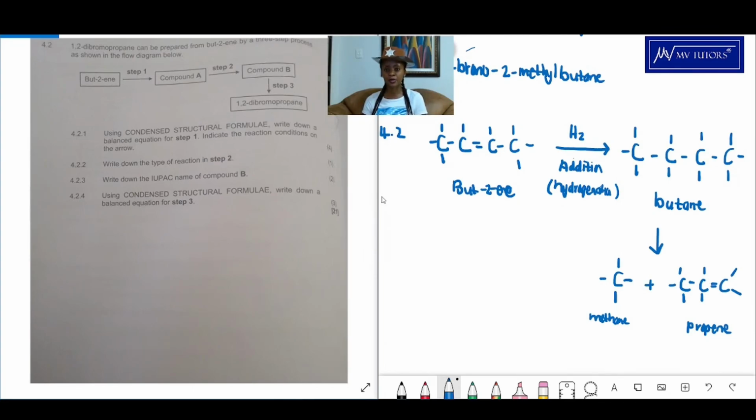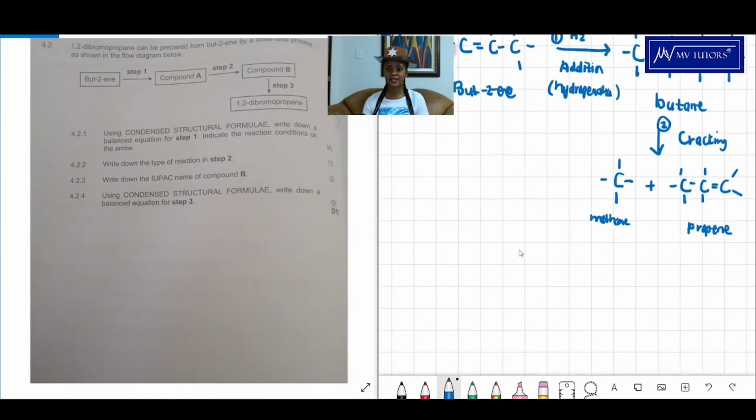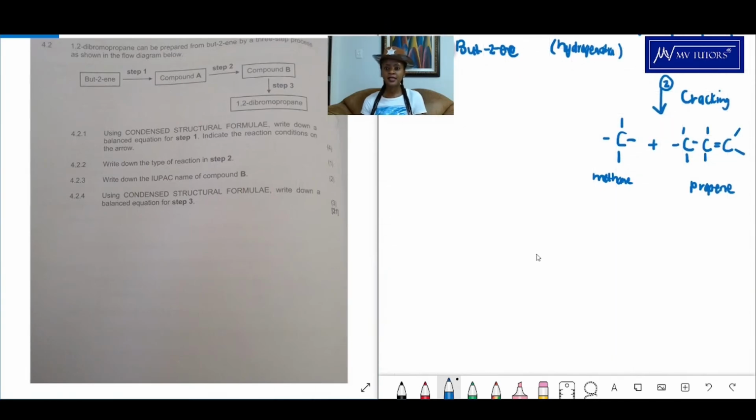So this is step 2. So this is step 1 over here, and this is step 2. Step 2, we had some cracking. What does cracking produce? It produces an alkane and an alkene. So that is step number 2. Now, some things are going to be hidden, just bear with me. Step number 3.